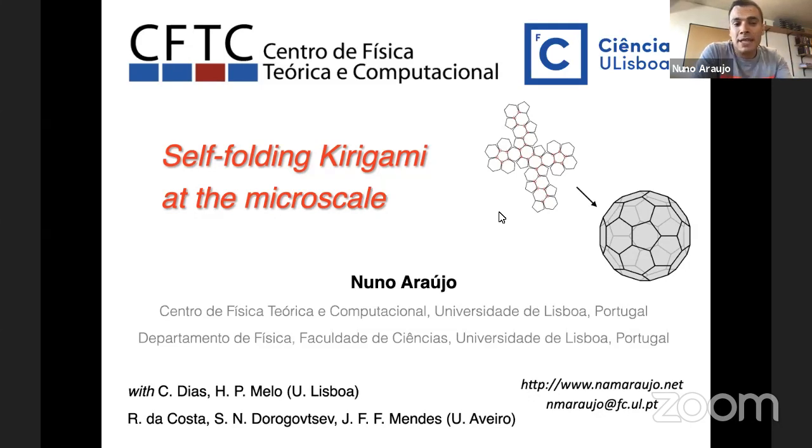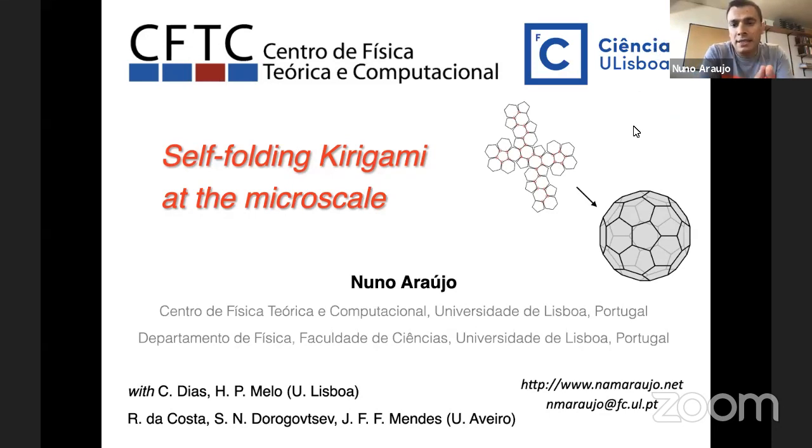And so the mechanism that can drive this self-folding strongly depends on the length scale that we are looking at. In particular here today, I will be talking about self-folding at the microscale. So when the size of the panels is of the order of the micron, given the size of the panels, thermal fluctuations are important. So we can think about obtaining the folded structure from the random motion of the different panels. Well, this is an advantage, but it comes with a price.